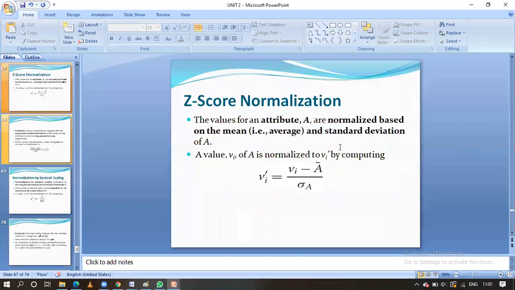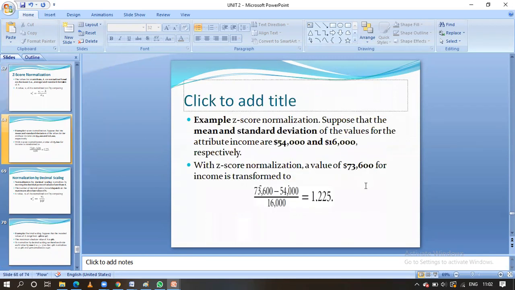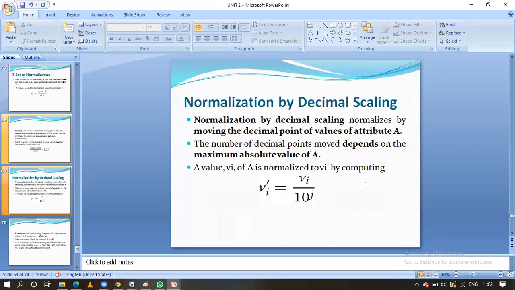The next one is z-score normalization. This is another way to standardize the values, to scale to the new range. What is the formula here? Va means the individual value, A bar is the mean, and this is the standard deviation, guys. For calculating z-score normalization we need the standard deviation. We also have to know the formula of standard deviation.